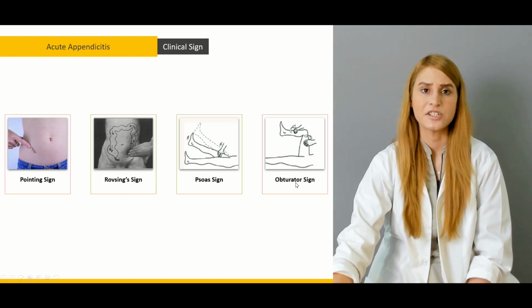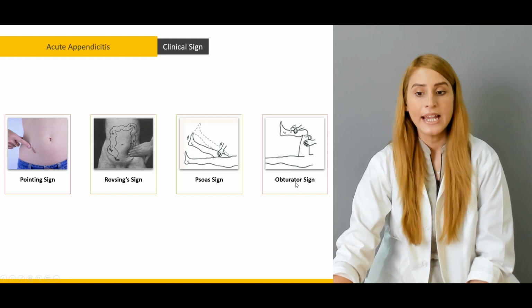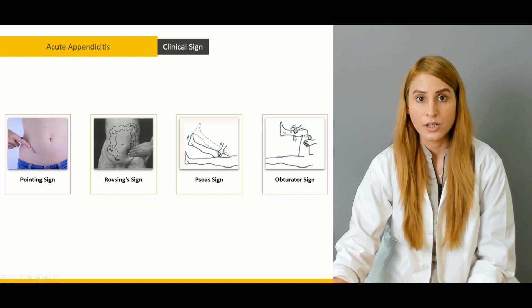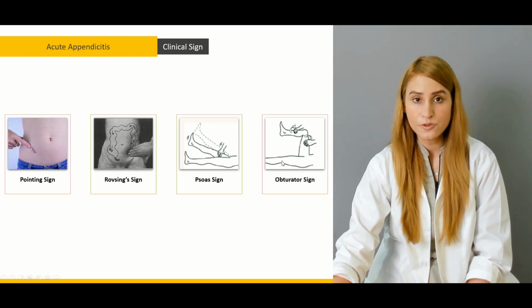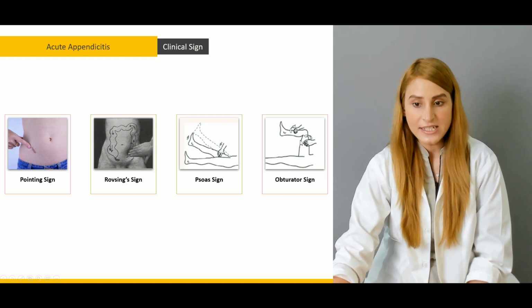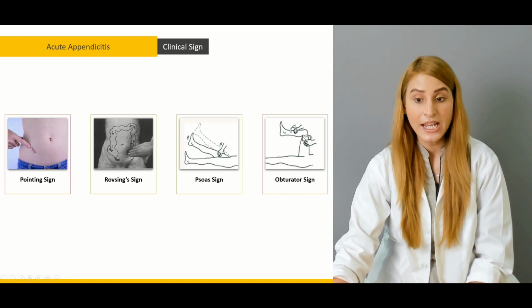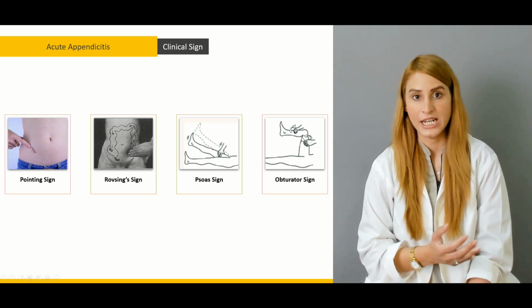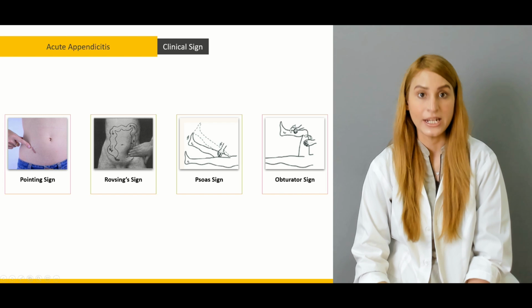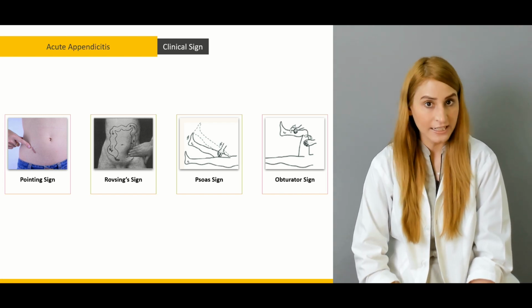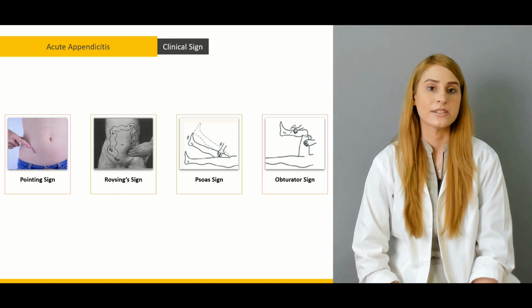There is another sign which is called the Obturator sign. In case of the Obturator sign, what you do is that you ask the patient to lie in a supine position. You flex the knee, right? You flex the knee joint at 90 degrees, and then you internally rotate the knee joint. And whenever there's a flexion and internal rotation of the knee joint, there is a pain. This is called as obturator sign.